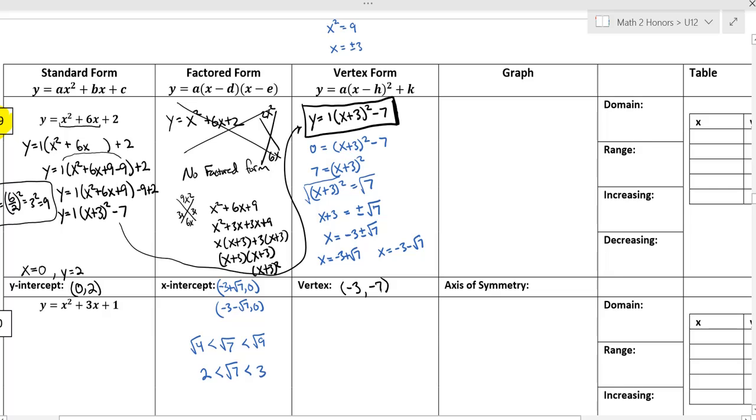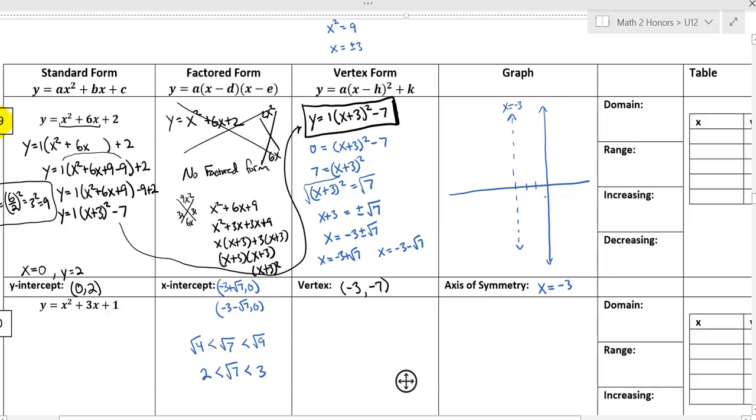Our axis of symmetry is going to be x equals negative 3. That's the middle. And so I'm going to move the y-axis to the right a little bit so I can make the middle of my graph kind of in the middle of my picture here. So right there's the axis of symmetry. My vertex has a minimum at -7. So there's the lowest point right there at -3, -7.